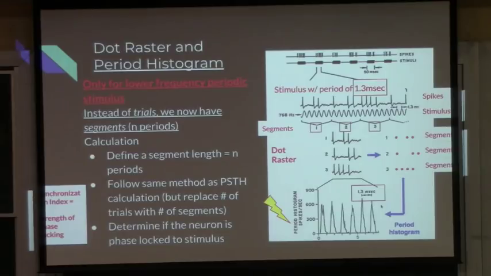Yeah. I just wanted to clarify for the bottom graph, the period histogram: when you define bins, each bin would have to be significantly smaller than the period of the stimulus itself. So we're looking at 1.3 milliseconds as the period of the stimulus, right? And we're looking at 6 periods. So that's 6 times 1.3, let's say 6 or 7 milliseconds. So you're looking at 7 milliseconds total.